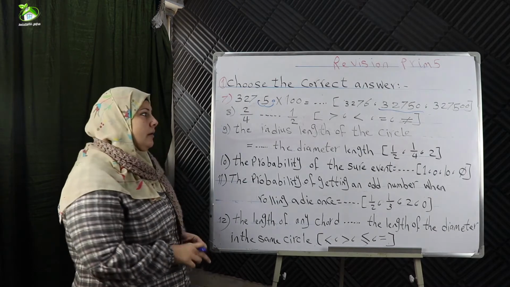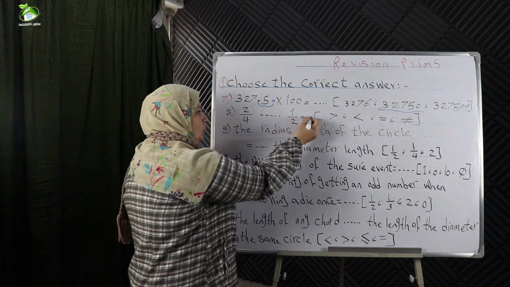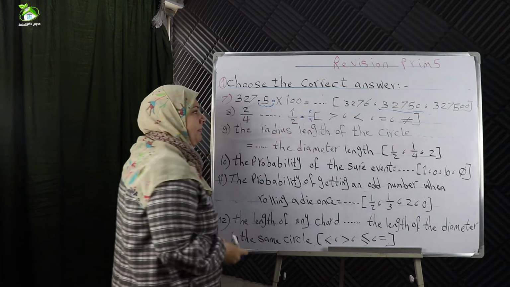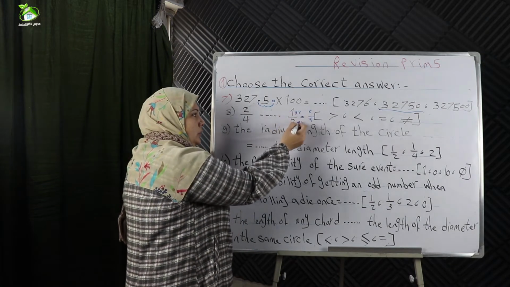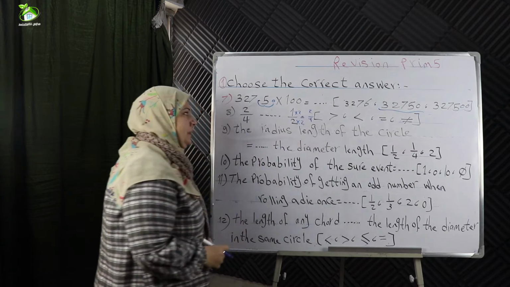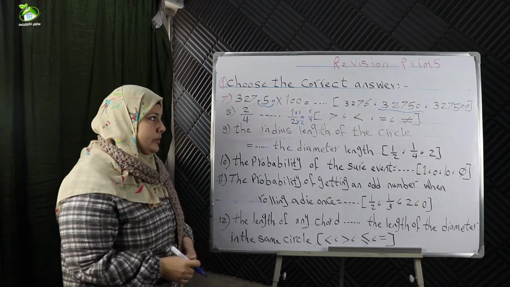Number 8, compare between two fourths and half. We know that half equals two fourths. To get an equivalent fraction, multiply the numerator by 2 and the denominator by 2. Two fourths and two fourths, they are equal.